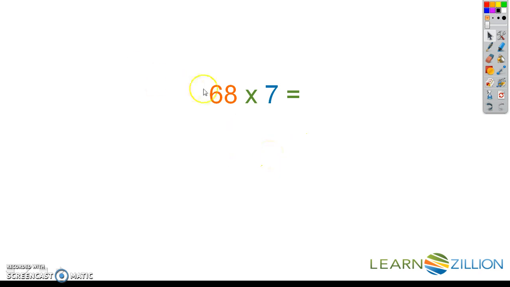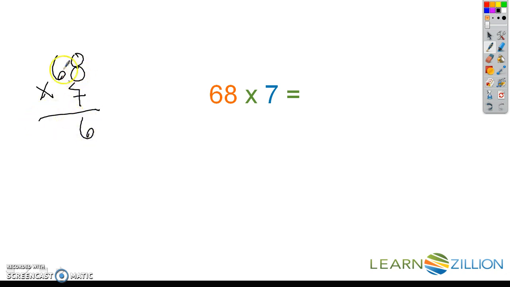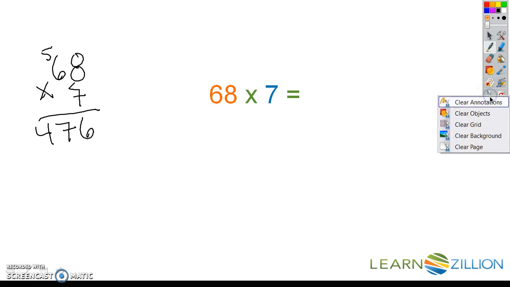So just to review really quickly, last week we learned how to do it this way, the standard way, where we just did 68 times 7. 8 times 7 is 56. Carry the 5. 7 times 6 is 42. Plus 5 more is 47. So we get 476. So that was the quick, easy way we did it last week. So this week, we're doing a different way though.